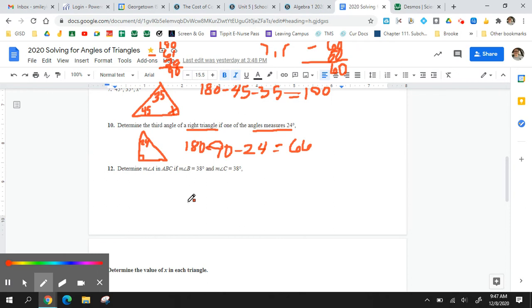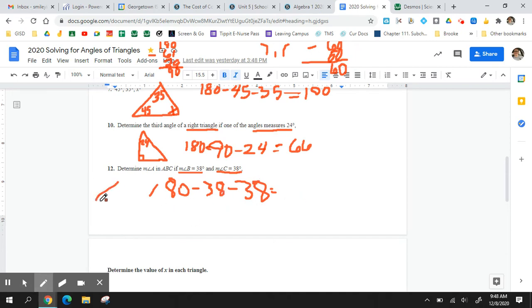For number 12, I'm going to do exactly the same thing. It says determine A in triangle ABC if B is 38 and C is 38. So I should have had 180 minus 38 minus 38. If you wanted to, draw your triangle. This is 38, this is 38, and you're looking for that missing one. You should put it in your calculator and get 104 as your answer.